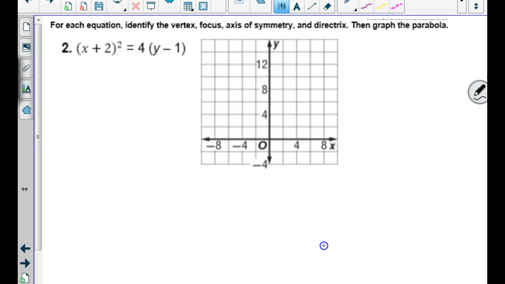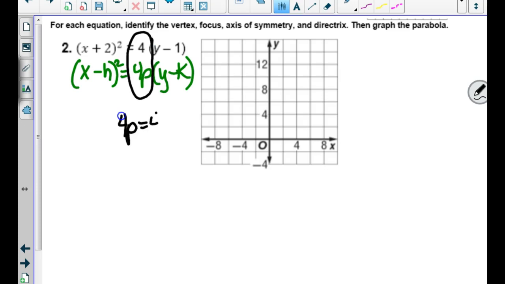All right. Which way is this one going to open? What's squared? The x. When x is squared, it's going to open up and down. If I write the formula underneath, I have x minus h squared equals 4p times y minus k. So what can you tell me? Yep, 4p equals 4, so p is 1. What's h? Yep, x minus something gave me an x plus 2, so it's x minus negative 2. K back here is positive 1.